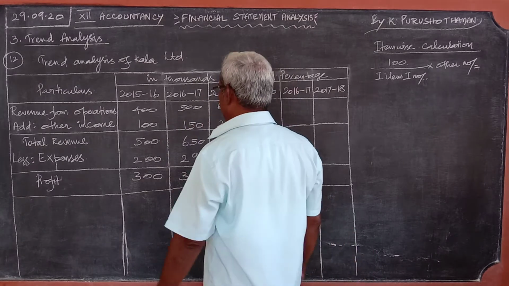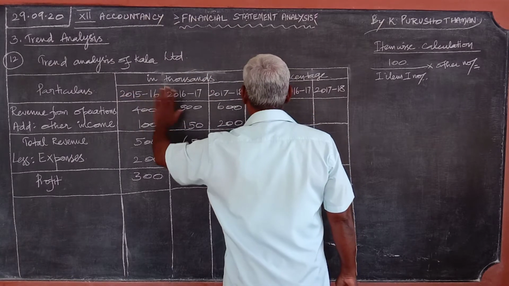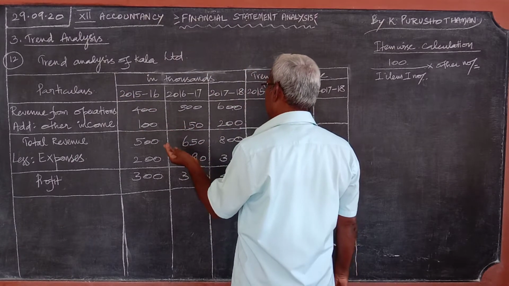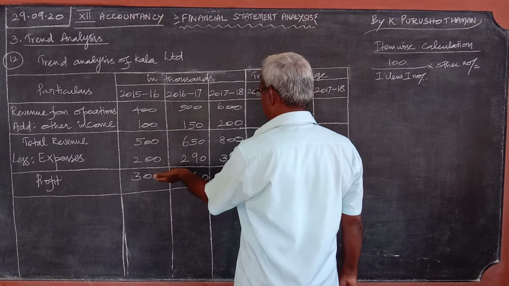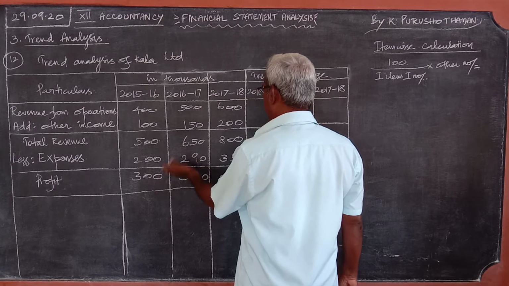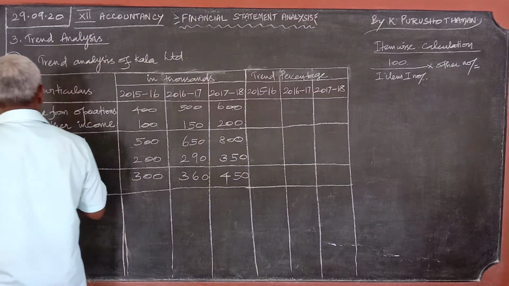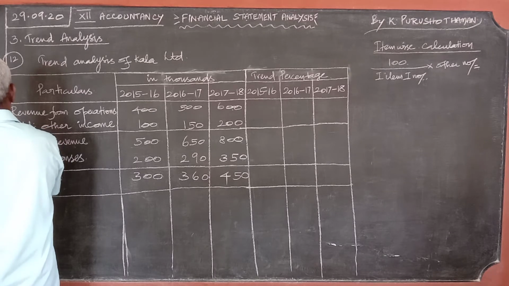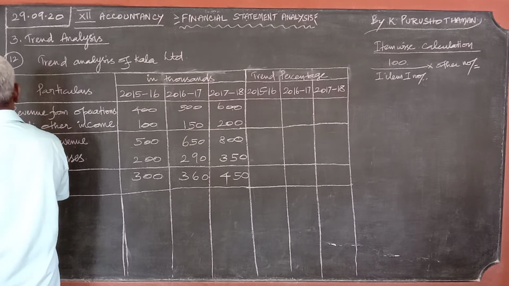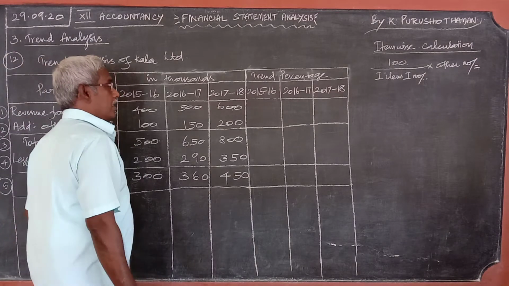What do we mean by item wise? If we take revenue from operations, this is one item. Then other income, next item. Total revenue, next item. Expenses, next item. Profit, the next item. So 1, 2, 3, 4, 5. Though 3 items are given in the book, we will have to calculate the trend analysis for 5 items.